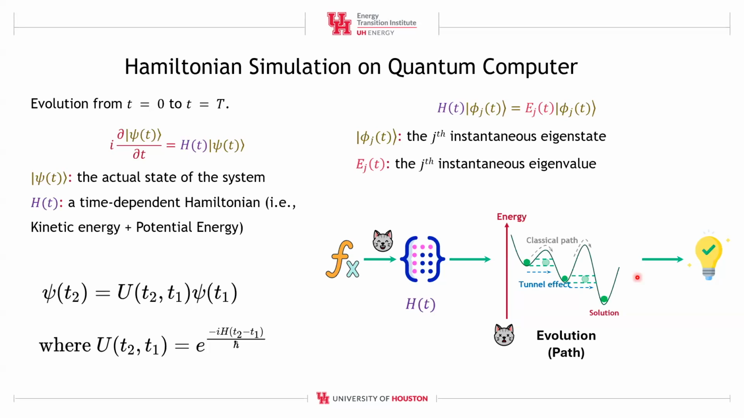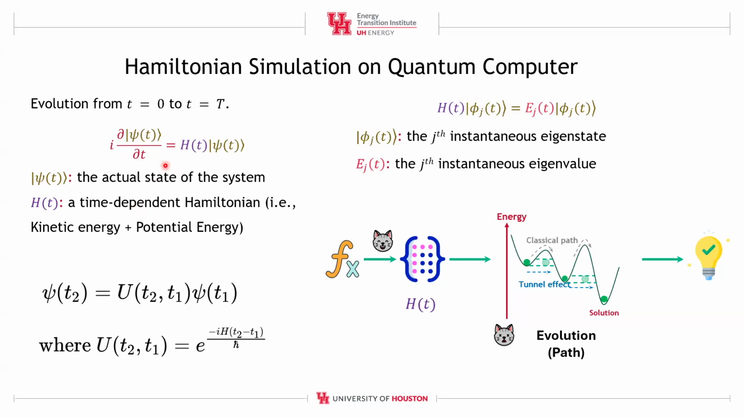Mathematically, looking at the left-hand side of the slide, quantum dynamics can be described by the Schrödinger equation. Here we have the state of the system represented by psi t, and psi t changes dynamically according to the Schrödinger equation, which is a differential equation. H t is the time-dependent Hamiltonian, which represents how the system changes dynamically. You can think of it as the kinetic energy plus the potential energy of a given quantum system, represented as the Hamiltonian.